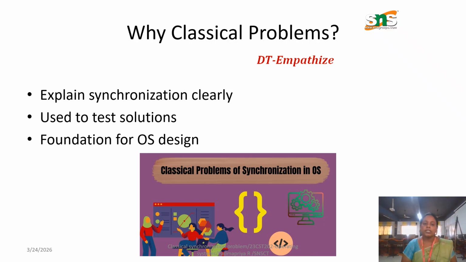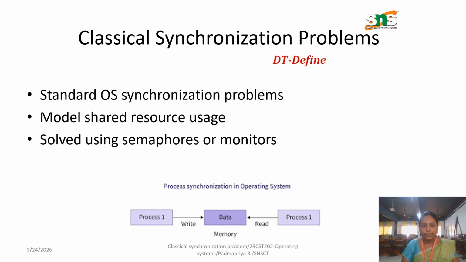So it's used to test solutions. It's the foundation for OS design. A classical synchronization problem is a standard OS synchronization problem. It is used to model shared resource usage, and the synchronization problems can be solved by using semaphores or monitors.